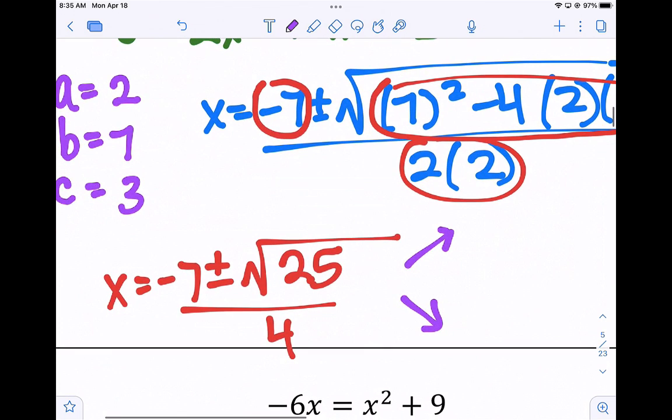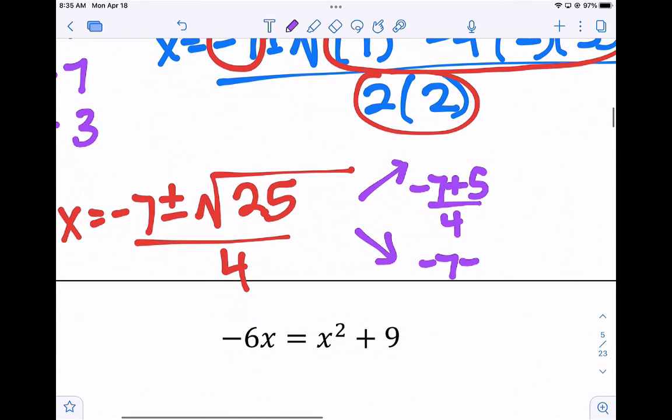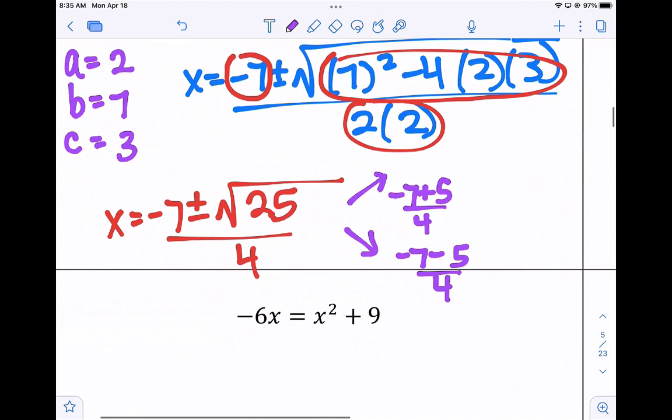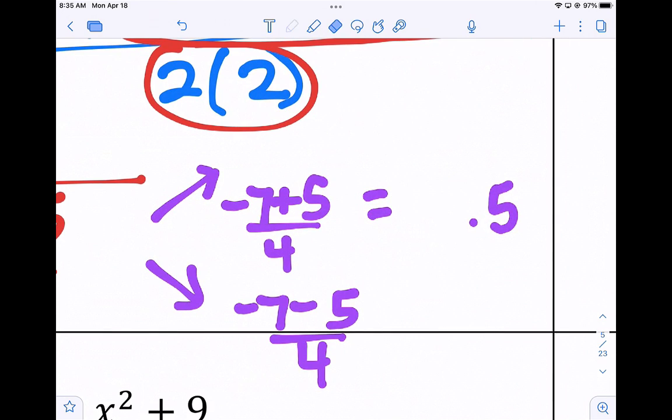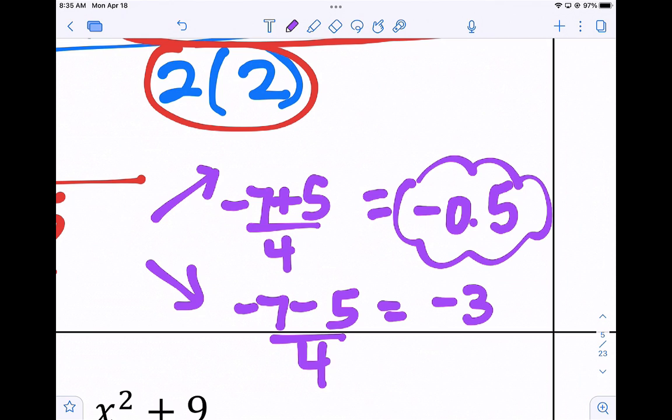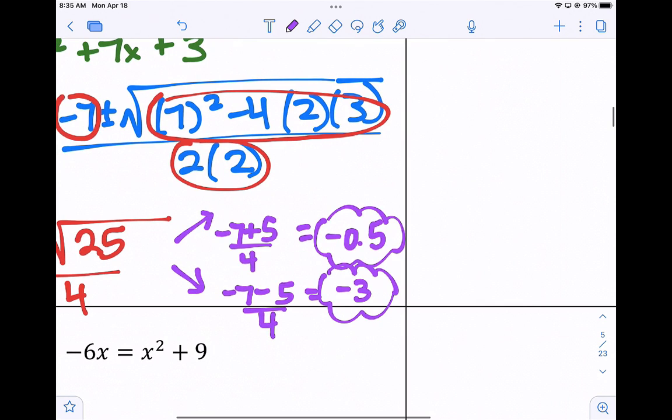So for one of them, we'll do negative 7 plus 5 divided by 4. For the other one, negative 7 minus 5 divided by 4. And we'll get our 2 answers. So the first one, negative 7 plus 5, is negative 2 divided by 4 is negative 1/2. And the other one, negative 7 minus 5, is negative 12. Negative 12 divided by 4 is negative 3. So here are the 2 solutions, x equals negative 0.5 and x equals negative 3.